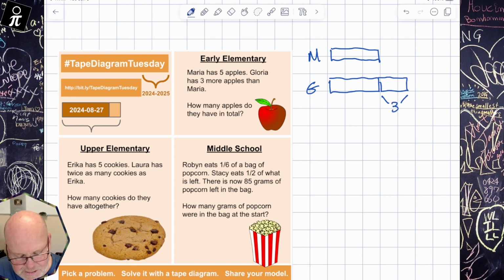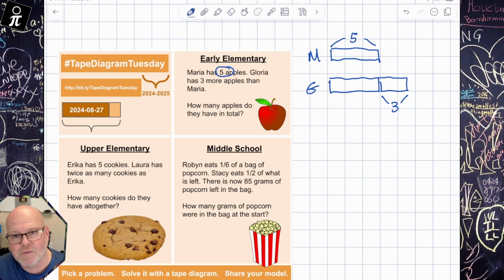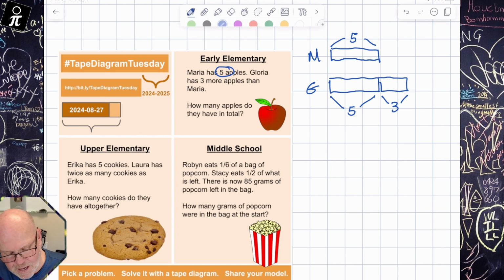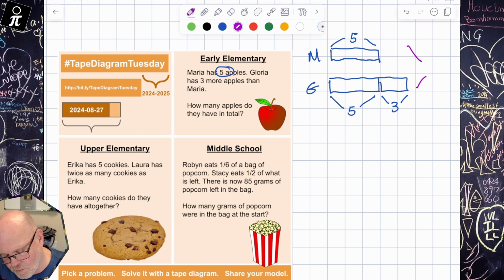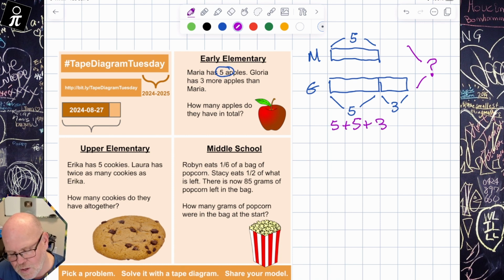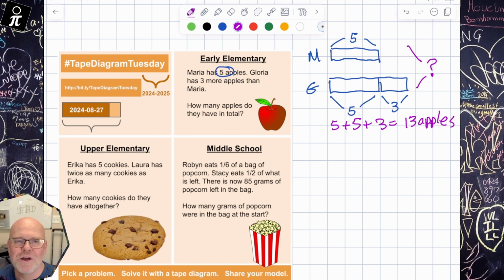Now we go back and it says Maria has 5 apples. So we know that this piece right here is 5. And then we also know this piece is 5 because we initially drew them both to be the exact same. Now it says how many apples do they have in total? And that is right here. That is where the answer lives. And of course we could see that the answer is 5 plus 5 plus 3, which is 13 apples. All right, there we go for our early elementary.